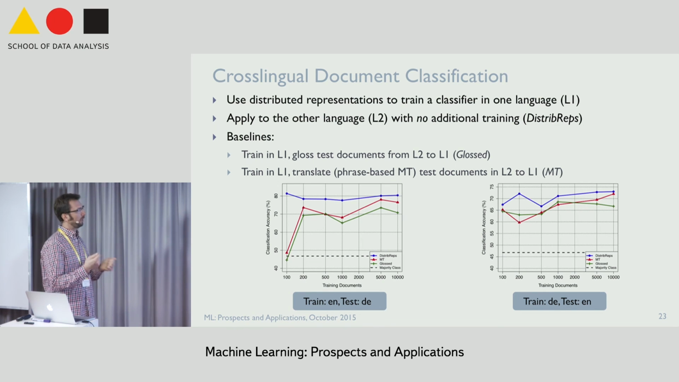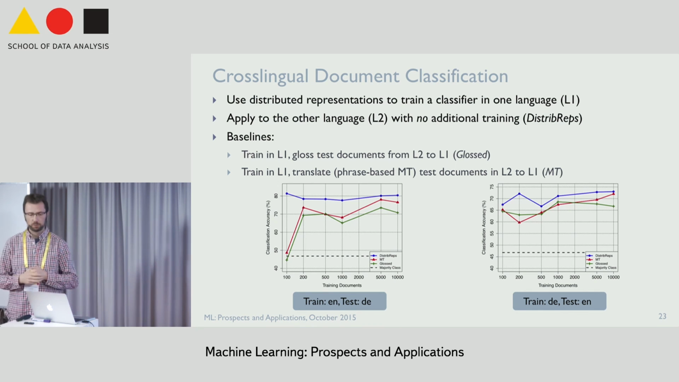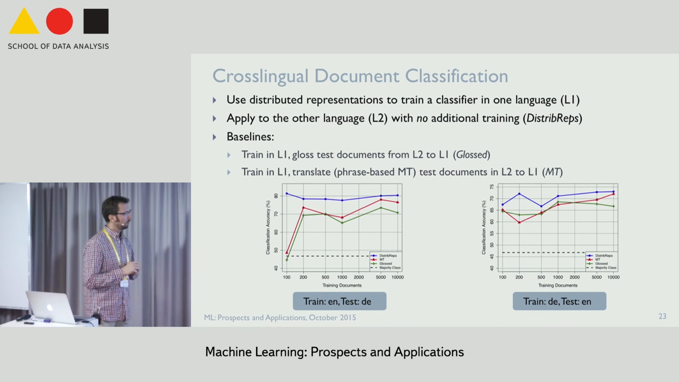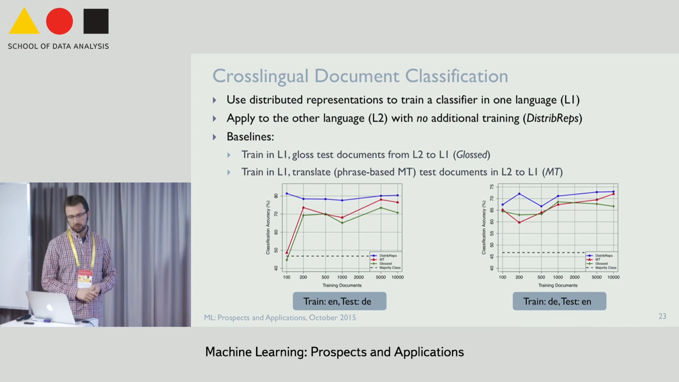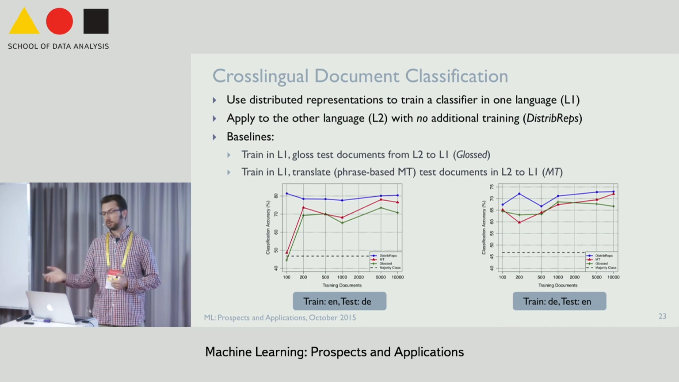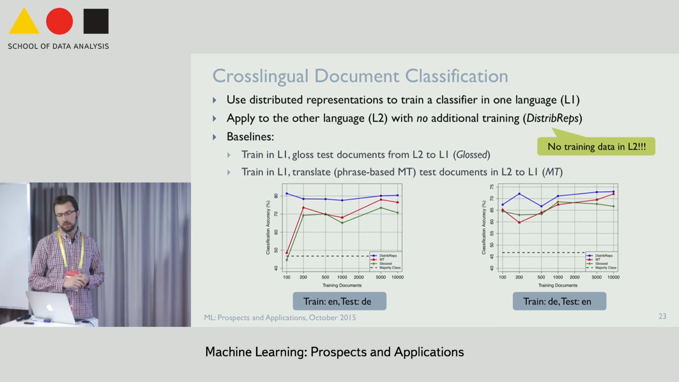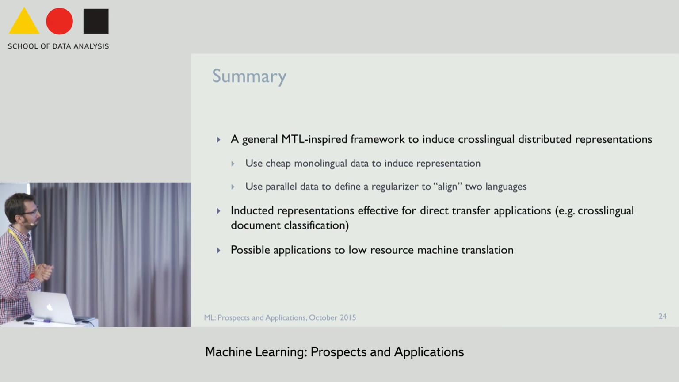And then the 2 baselines are: train a classifier in language 1, and use either a statistical machine translation system to translate from L2 to L1 and then classify, or simply gloss and then classify. Glossing just means dictionary lookup, so simple translation. And the dashed line here is the majority class baseline. The point was basically just to see that the features we induce are informative in this cross-lingual setting. So let me just move on to the summary real quick, and I won't read it.